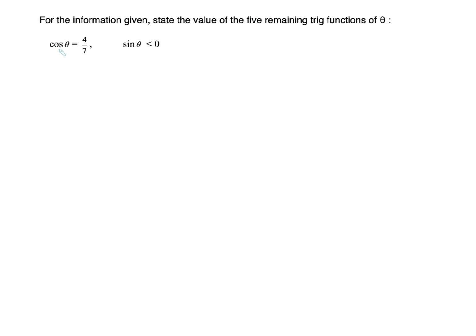So here I'm given cosine theta equals 4 over 7, and then they told me that sine theta is less than 0, and I need to find the 5 remaining trig functions. Now, because I'm given a constraint, I have to figure out where this lies in the coordinate plane. So remember, I have All Students Take Calculus. Now, cosine is positive in quadrant number 1 and quadrant number 4, because all are positive here and only cosine is positive in number 4.